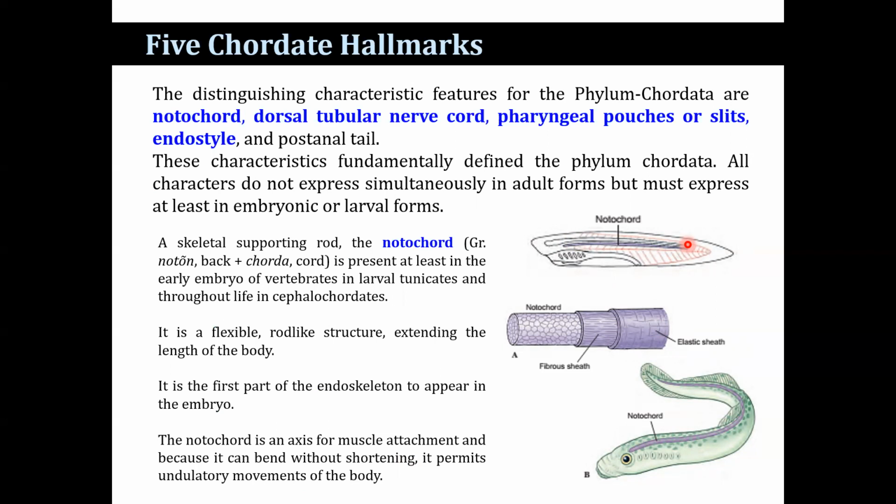The notochord is an axis for muscle attachment, and because it can bend without shortening, it permits undulatory movements of the body. In most protochordates and in jawless vertebrates, the notochord persists throughout life. In all vertebrates except hagfishes, a series of cartilaginous or bony vertebrae are formed from mesenchyme cells that derive from blocks of mesodermal cells lateral to the notochord.